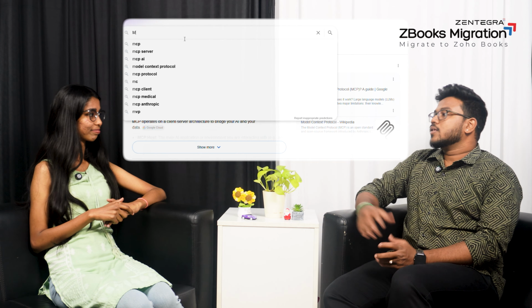So MCP basically stands for Model Context Protocol. But let's keep it very simple. MCP is like a bridge between an AI assistant and a business application. So instead of AI only answering general questions, MCP helps AI to understand and interact with business tools. For example, if Zoho Books is connected through MCP, then an AI assistant can understand the accounting related context and help users work with the financial data more intelligently.